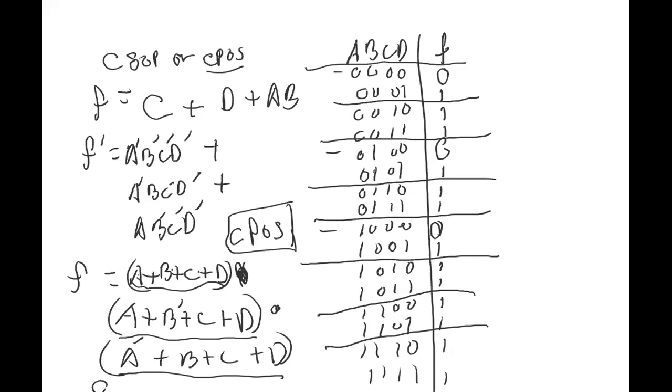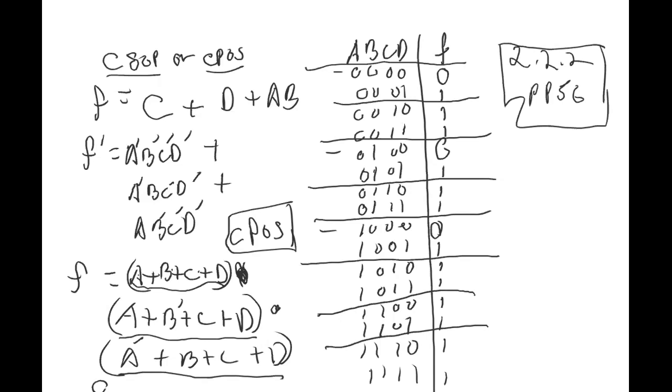So canonical forms are either canonical sum of products or canonical product of sums. Those are the only 2 kinds of canonical forms that we know. And that's interesting because they have every single literal in them. In fact, you'll find 2-level logic canonical forms in section 2.2.2 on page 56. How's that grab you? Canonical forms.